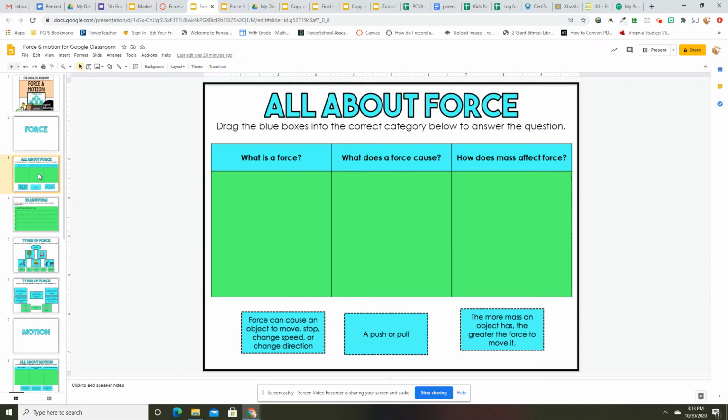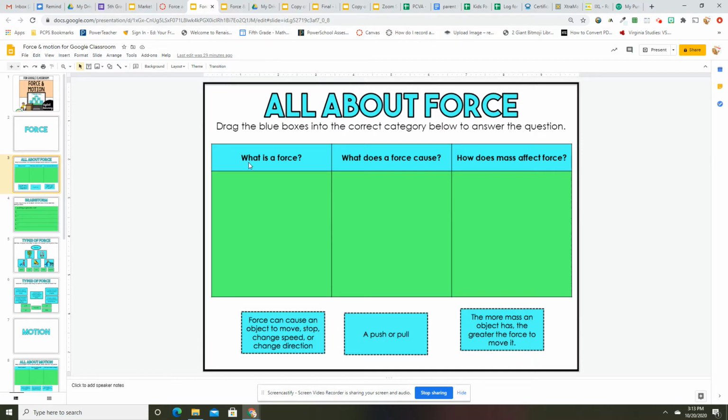So what is a force? What does a force cause? And how does mass affect force? So the options that we have is force can cause an object to move, stop, change speed or direction, push or pull. The more mass an object has, the greater the force to move it.